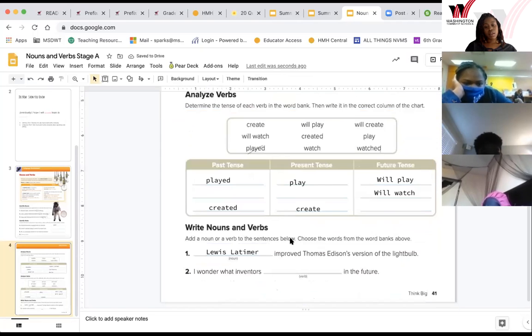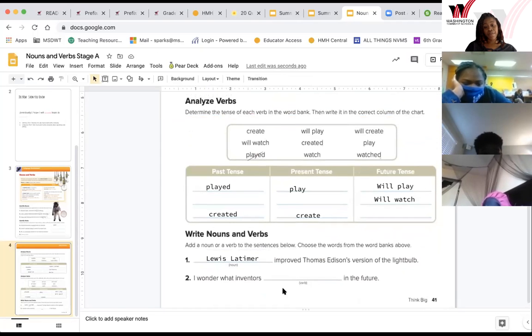And then here we need a verb. I wonder what inventors blank in the future. Which one of the verbs in this word bank would we use? Will create. Yes, will create.